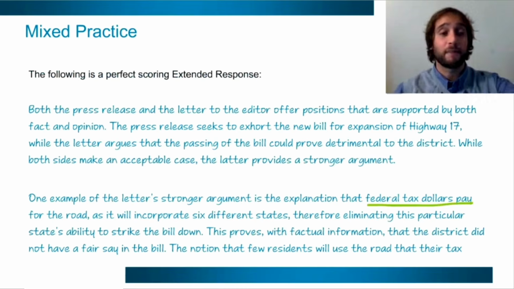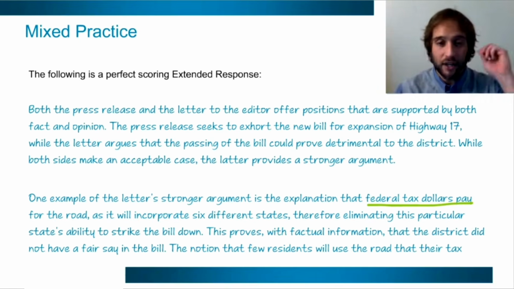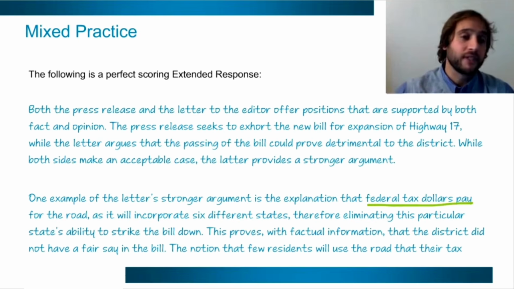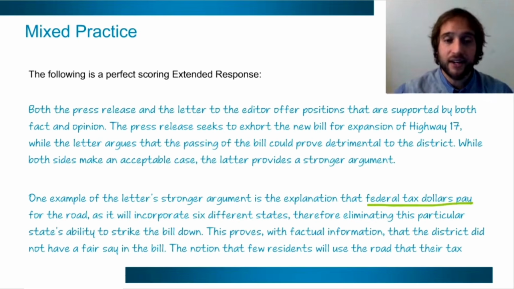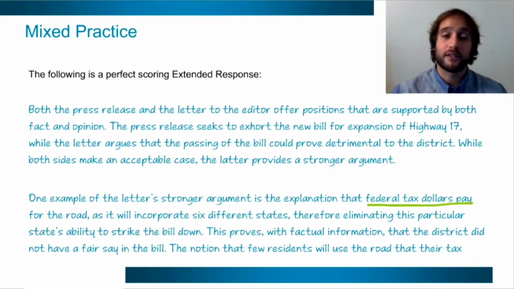But now I want to talk about the specific moves that the author makes in the intro and body paragraphs here, so we see how the author really supports using evidence from the text. Okay, so remember, in our introduction, the first thing we want to do is make sure that we summarize the two positions. So we talk about the press release and the letter, the fact that they both provide speculation and some fact to support it, very general.